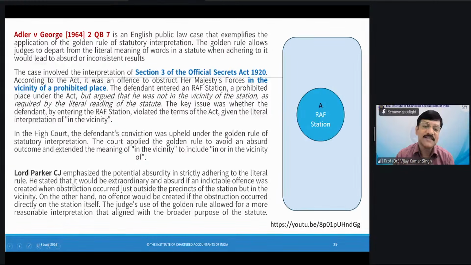Lord Parker CJ emphasized the potential absurdity in strictly adhering to the literal rule. He stated that it would be extraordinary and absurd if an indictable offense was created when obstruction occurred just outside the precincts of the station, in the vicinity, but on the other hand, no offense would be created if the obstruction occurred directly on the station itself. So the judges' use of the golden rule allowed for a more reasonable interpretation that aligned with the broader purpose of the statute. Quite an interesting example, right, from the Queen's Bench.